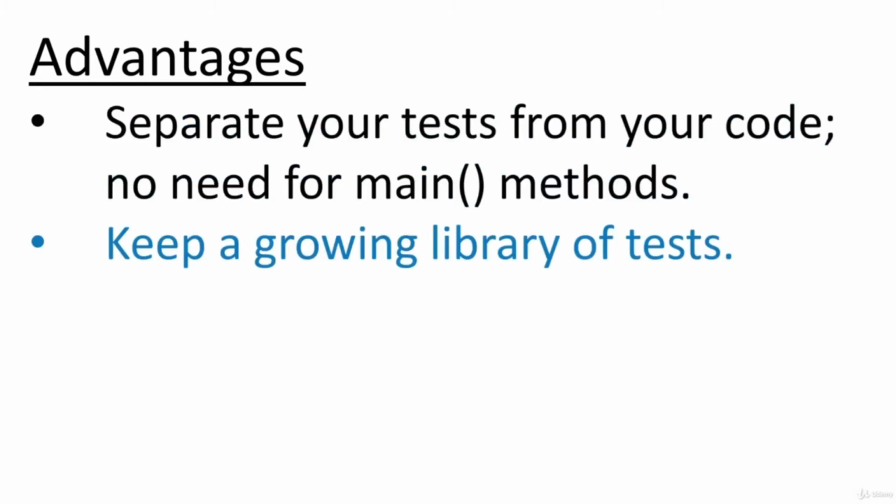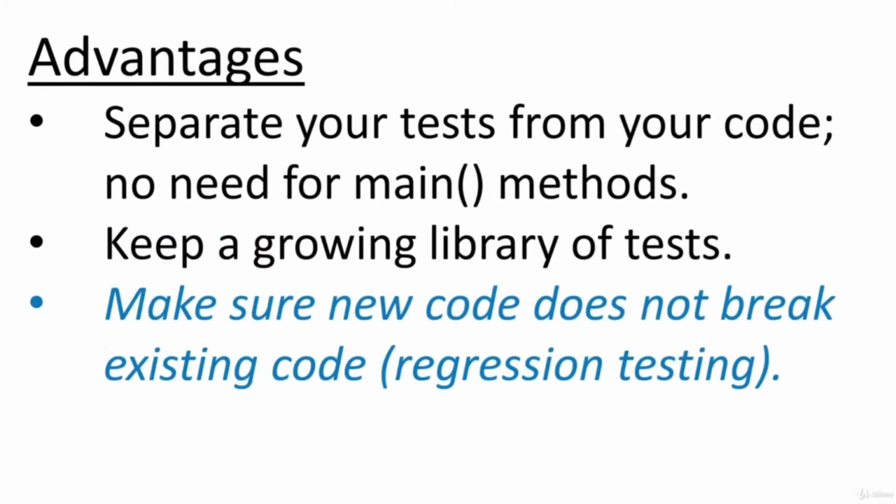A huge advantage of JUnit is the growing library of tests you create. You keep your old tests, and they become an important part of the project. As you write new code and new tests, you make sure what you are doing does not break your existing code. The way you do that is you rerun all of your old tests. This is known as regression testing. If you broke something, there is a good chance your existing library of tests will catch it.